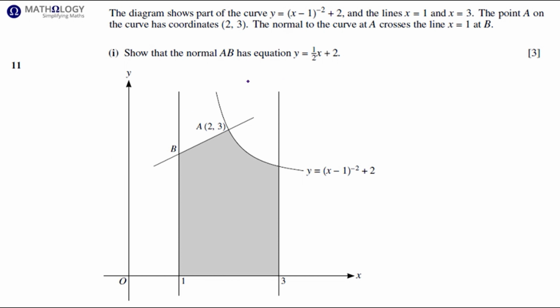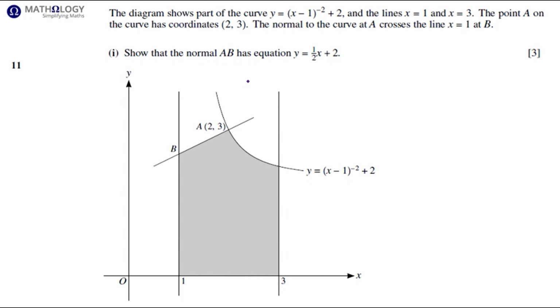The diagram shows part of the curve y equals (x minus 1) to the minus 2, plus 2, and the lines x equals 1 and x equals 3. Point A on the curve has coordinates (2, 3), and the normal to the curve at A crosses the line x equals 1 at B. We're required to show that the normal AB has equation y equals a half x plus 2.